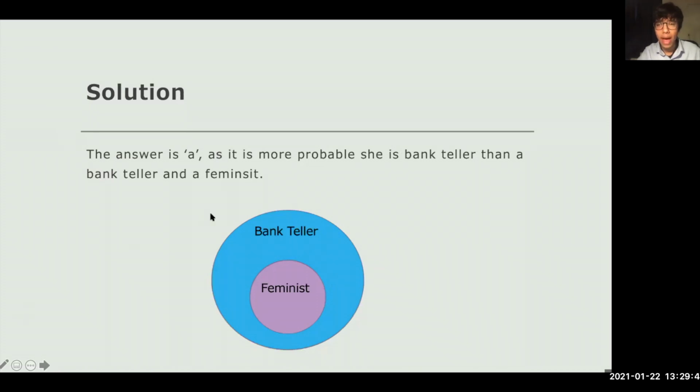Because if Linda is a bank teller and a feminist, then she has to be a bank teller as well, right? But not all bank tellers are feminists. So it's more probable that she's just a bank teller than a bank teller who is also a feminist. You can see that in this graph: the pink circle shows the number of bank tellers that are feminists, and the blue one shows the number of bank tellers. So obviously the number of bank tellers is way more than the number of bank tellers that are feminists. So the probability of her being a bank teller is obviously going to be greater as well.